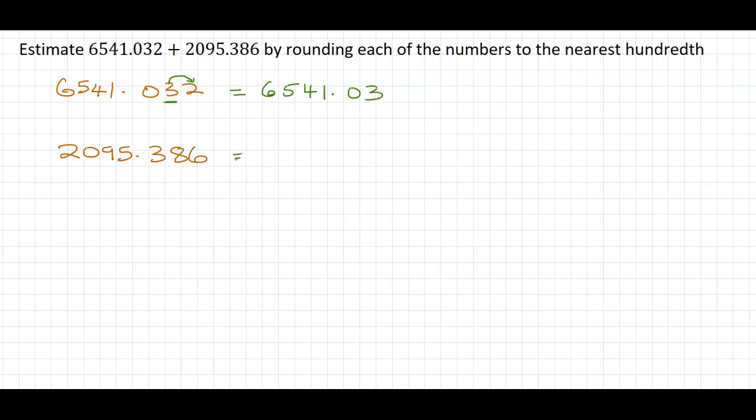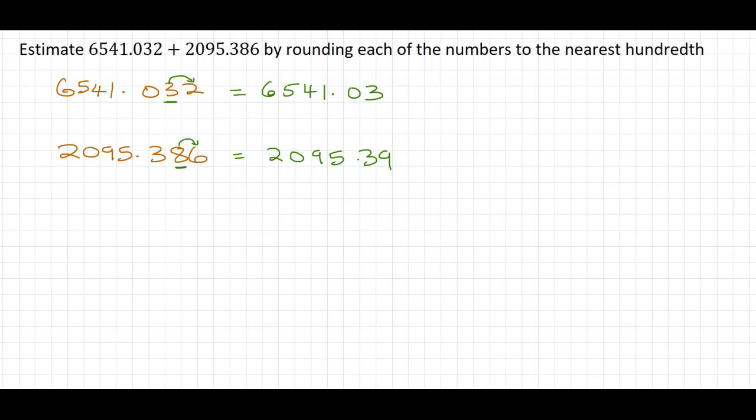6541.03. We do the same for this number, 2095.386. The digit here is 8. We look to the right. What we see here is a number that is greater than 5. So we're going to add 1 to the number in the position that we desire. So this is going to be 2095.39. So these are the two numbers we're going to be adding.